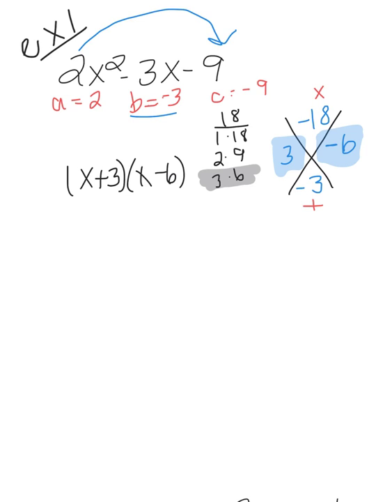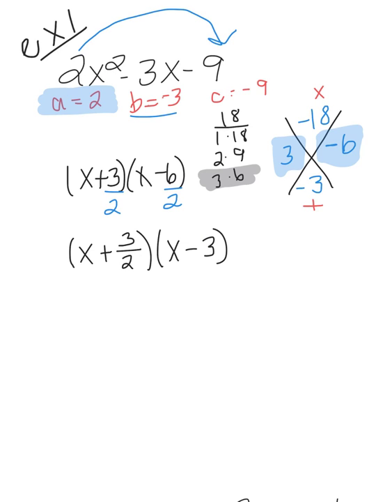My next step is to always divide by the a value. So here's my a value. And I'm going to take this and divide my numbers by the a value. Then I need to reduce if I can. So I can't reduce 3 over 2, so I just leave it as x plus 3 divided by 2. But then 6 divided by 2 I can reduce to 3.